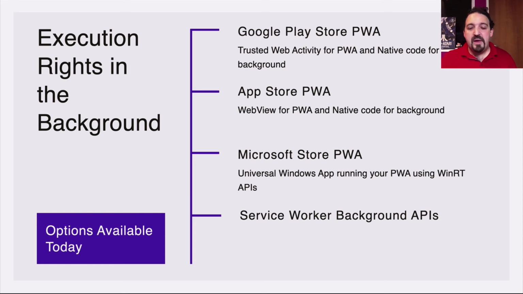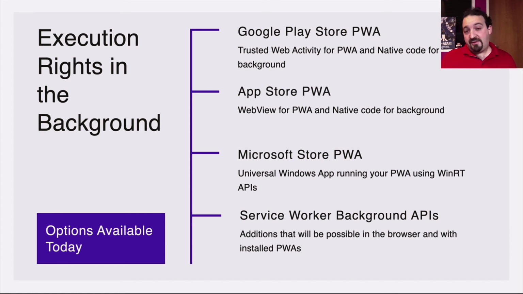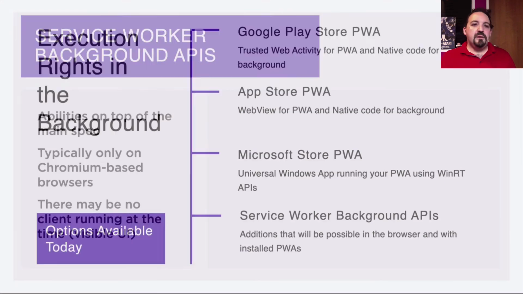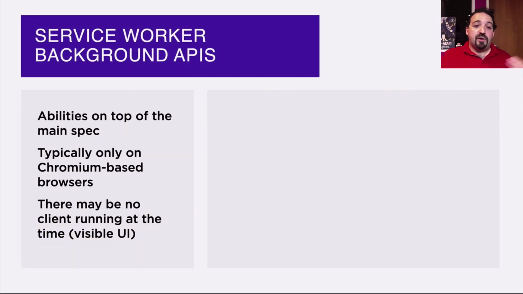If you don't want the store and you still want to execute this in the browser, there are some additional APIs available at the Service Worker scenario or around it. So these are abilities on top of the main spec. They're typically today only on Chromium-based browsers: Google Chrome, Microsoft Edge, Samsung Internet Browser, Brave sometimes. It depends on the browser. And remember that when you execute code in the background, there may be no client running at that time, so no page. So if you want to show something on the screen, you cannot do that.